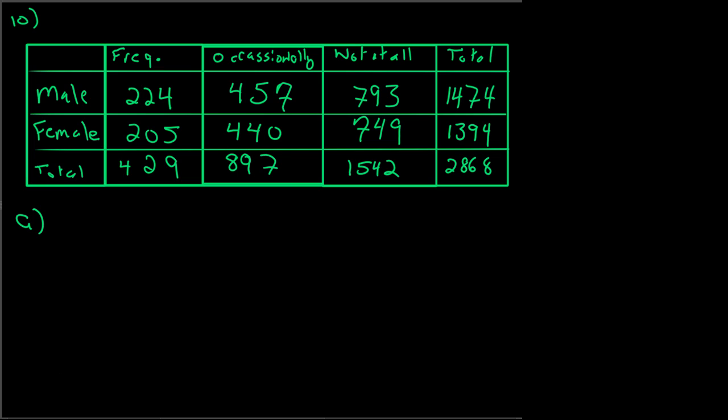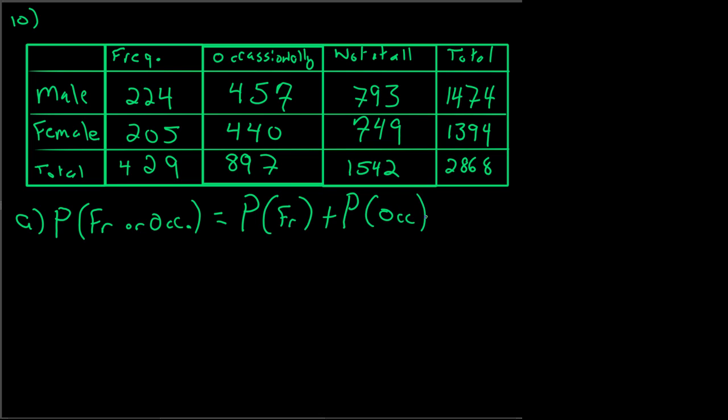When we use the idea of frequently, I'll use FR for frequently, the probability of being frequently or occasionally involved in charity work is the probability of being frequently involved plus, because we have an or, of being occasionally involved. And notice there is no overlap. There is no category where occasionally overlaps with frequently.